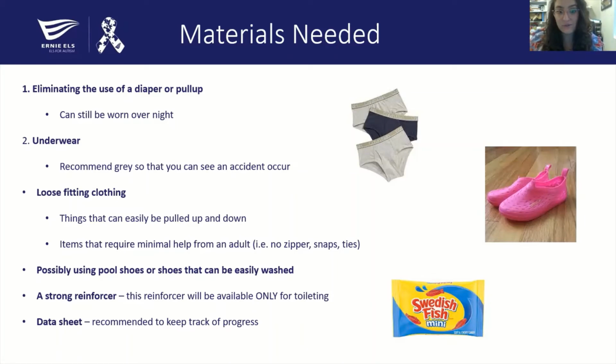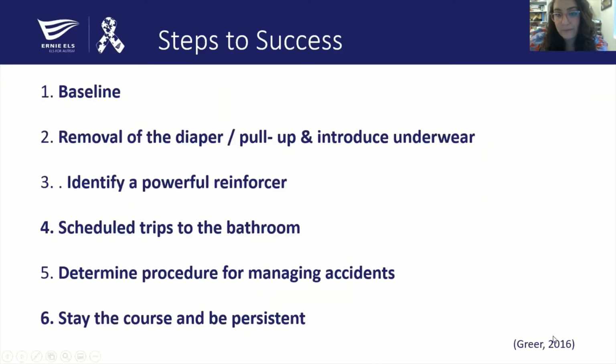A strong reinforcer, and we're going to spend time talking about why this is very, very valuable and very important for toilet training, but it is a material that you need. This reinforcer will only be available for toileting once you determine it. And lastly, a data sheet. It's recommended to keep track using a data sheet, but of course, if you're rolling with the punches at home, you can keep track in an app, you can keep track in your notes, but it is valuable for you to see progress happen in real time, for you to take data on the progress of your child.